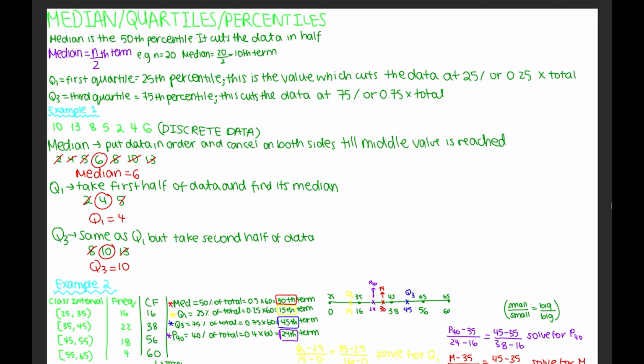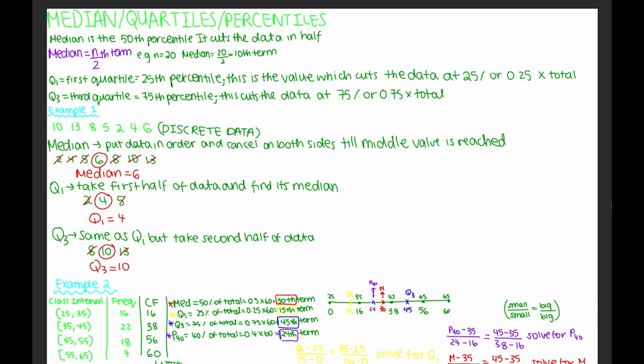Hey guys, in this video I'm going to be explaining median, quartiles, and percentiles for continuous data. So just to recap, in one of the previous videos we already saw that the median is the 50th percentile, cuts the data in half, so it would be the n over 2 term. So if n was 20, median would be the 10th term.